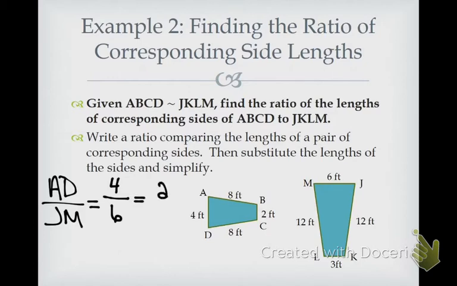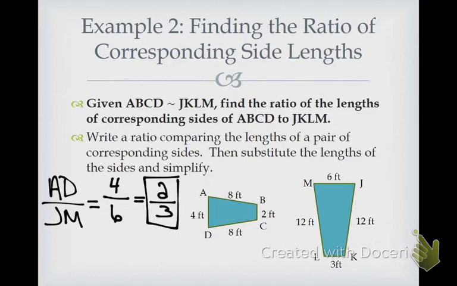2/3. And that's your answer. Okay, now in theory, she picked that pair of corresponding sides. Well, what if Avery picked a different one? Let's pick a different one and see if it's going to matter.